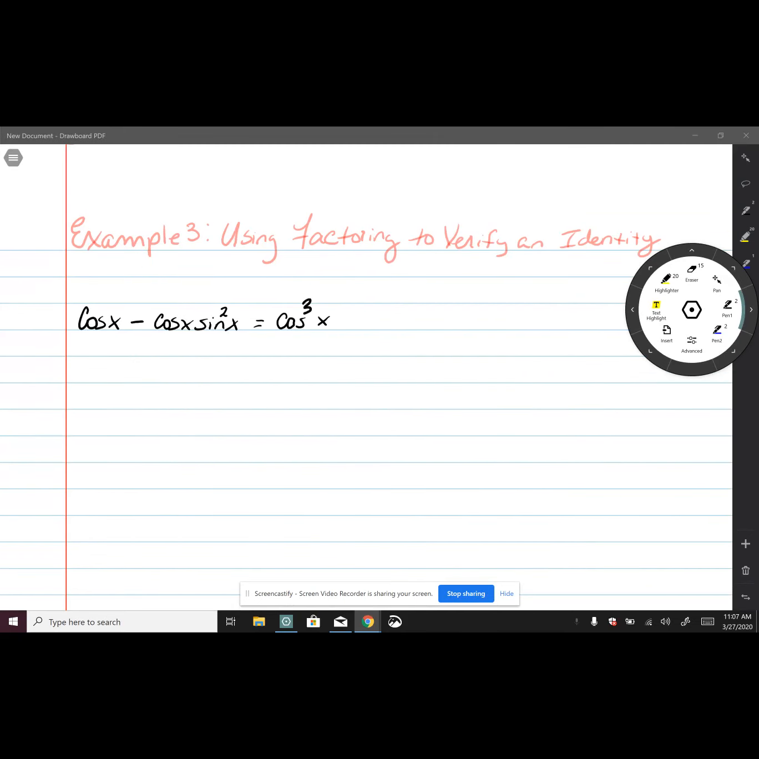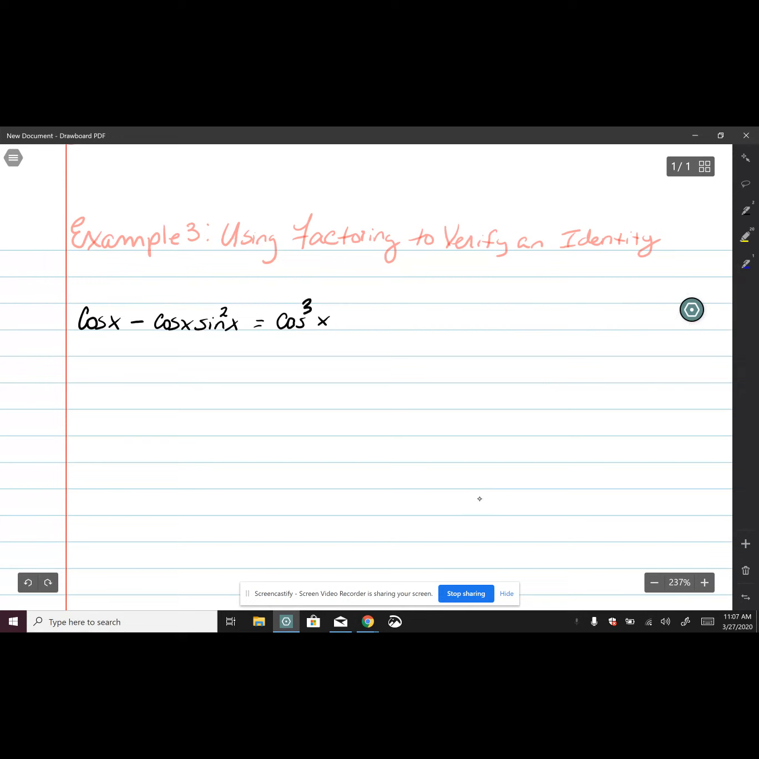All right, welcome back. We're at example 3. So as we're looking here, it says using factoring to verify an identity. All right, so far we've done really easy problems, and you're thinking, okay, I can get this. This is not that bad. When is it going to start getting harder? Well, hopefully it won't. That's the whole goal, is hopefully this won't get any harder. So let's jump right into this problem.